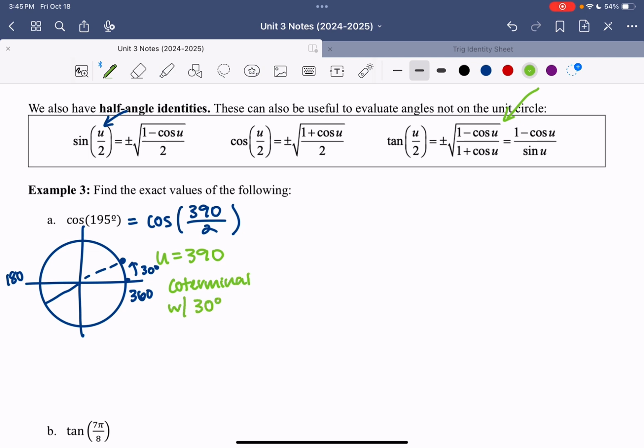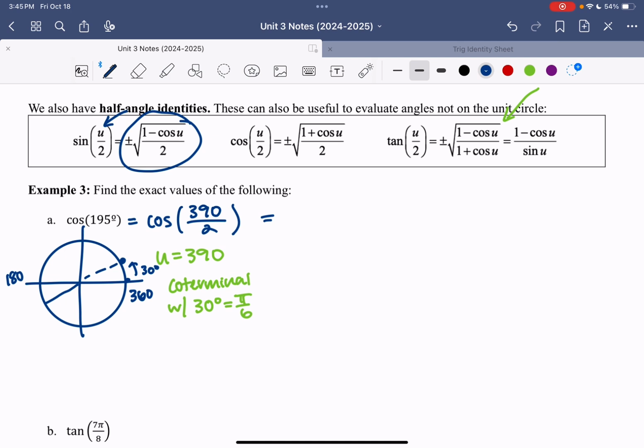Okay, and we know that 30 degrees is equal to pi over 6. So we're in the clear. Things are looking good. Okay, so for this, we're going to evaluate our identity with our value of u. Now, we did say that 390 was coterminal with 30, or it's coterminal with pi over 6. So any of those are going to work to plug in. I'll start with the 390, though.